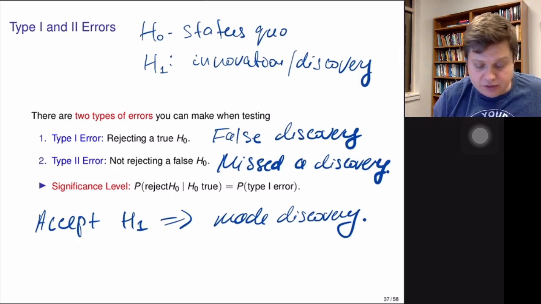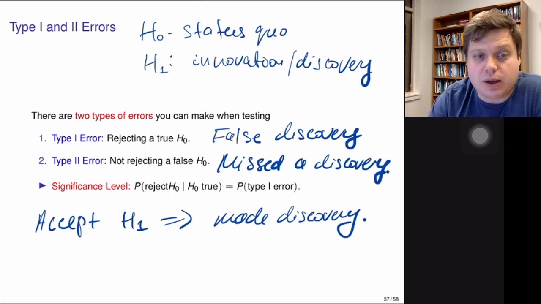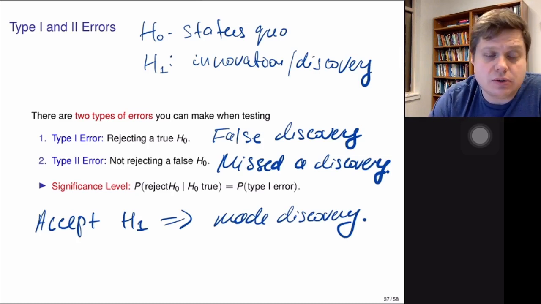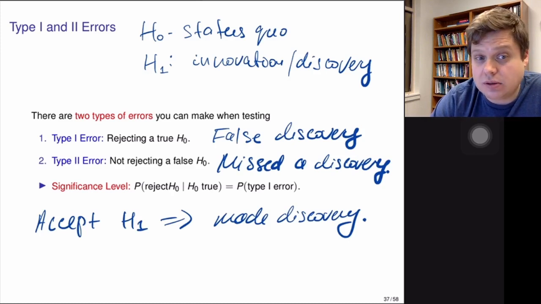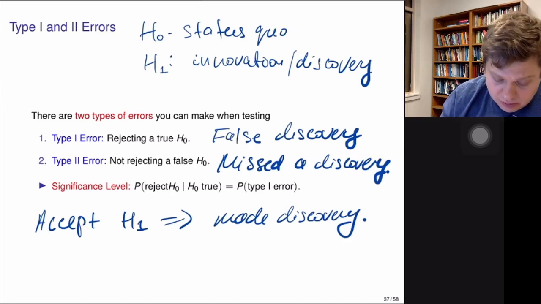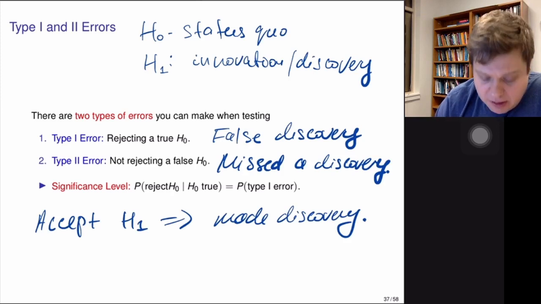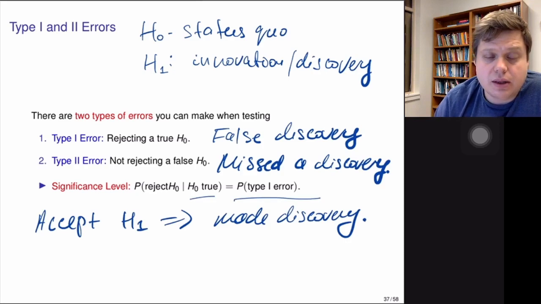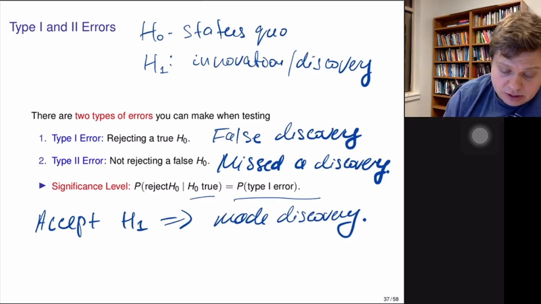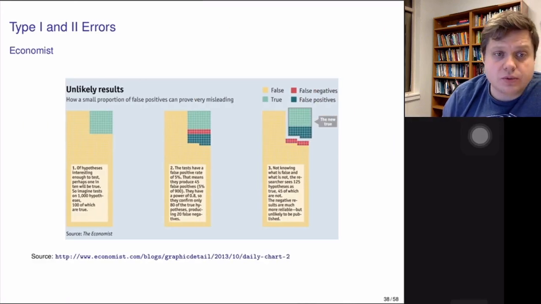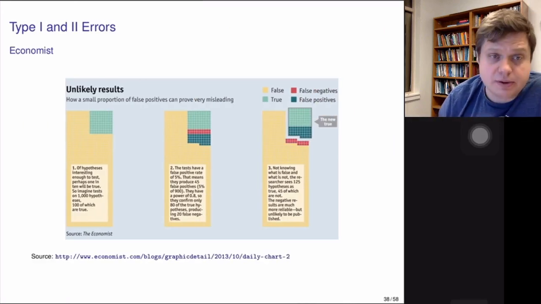Those two types of errors we'll have to keep in mind. One of the unfortunate facts about type 1 and type 2 errors is that usually researchers report type 1 error, using the significance level as the probability of rejecting the null hypothesis given the null hypothesis is true. But usually people don't talk about the type 2 error, which is not the correct thing to do. So we're going to look at an example.